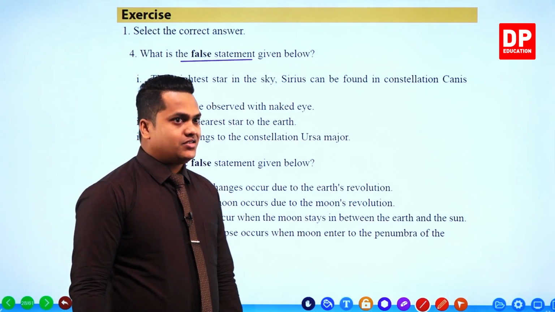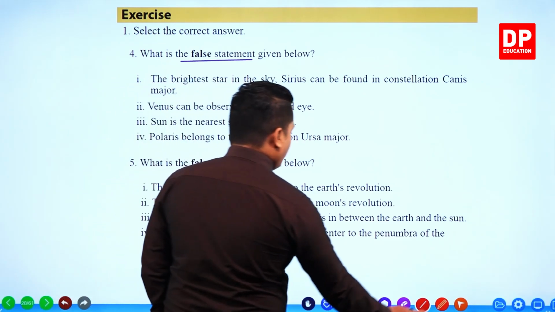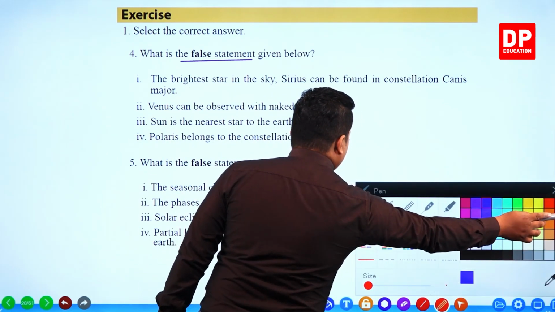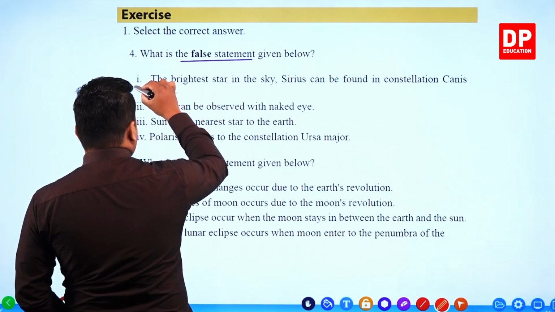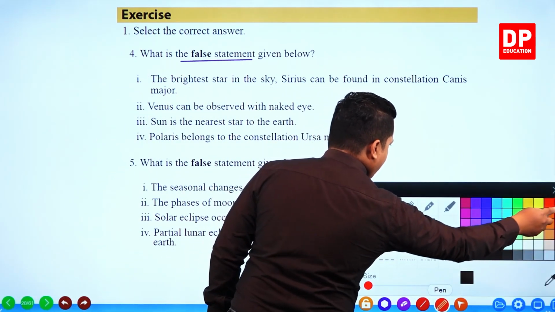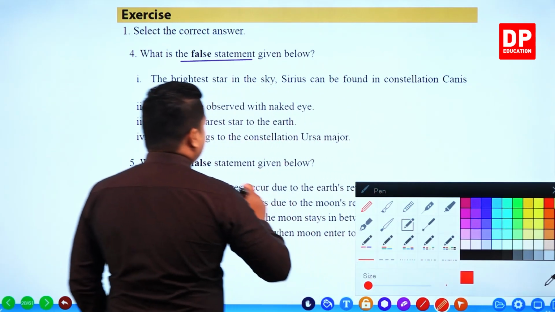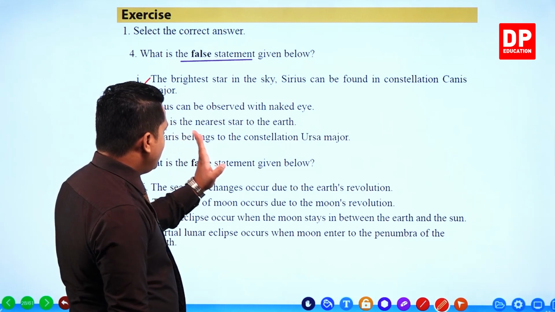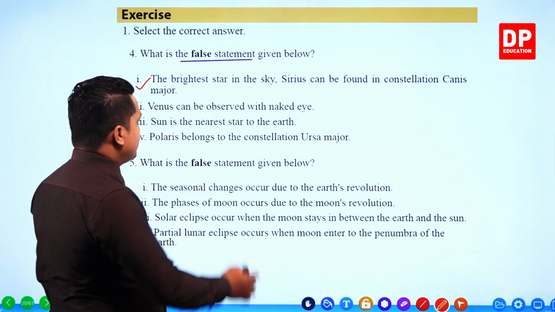Brightest star in the sky, Sirius, can be found in the constellation Canis Major. Correct, right? It's correct. There's no problem in it. Within Canis Major, you can observe Sirius. This is correct. Venus can be observed with naked eye. Once again, it is correct.